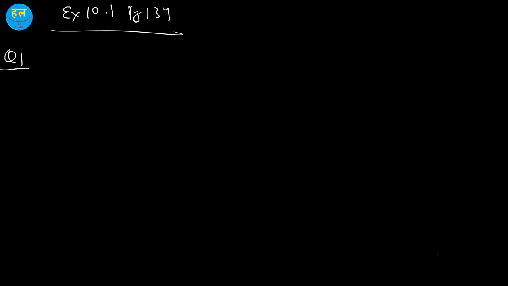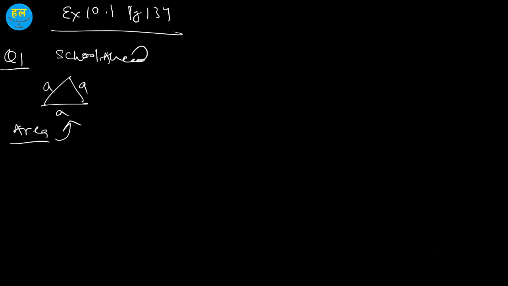Question number 1 says a traffic signal board indicating school ahead is an equilateral triangle. What does equilateral triangle mean? A triangle which has all the sides equal, with side A: A, A, A. Find the area of the signal board. We have to find this area using Heron's formula.